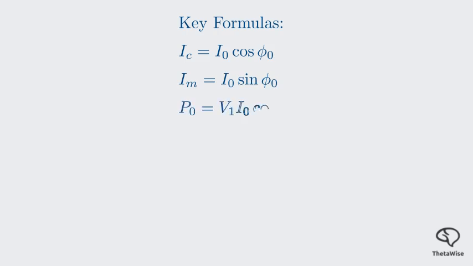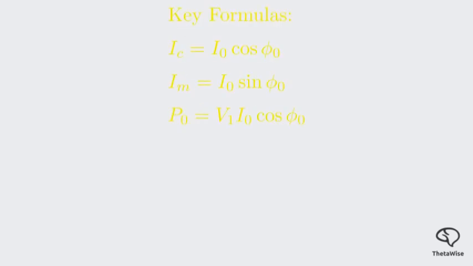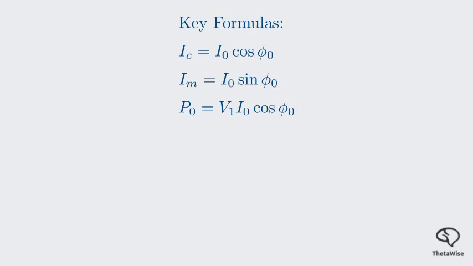Finally, we performed key calculations for these components and the no-load power using the essential formulas. I sub c equals I sub 0 cosine phi sub 0, I sub m equals I sub 0 sine phi sub 0, and the power formula P sub 0 equals V sub 1 I sub 0 cosine phi sub 0. Understanding the no-load condition is a fundamental step in analyzing any transformer. You can now describe this condition, read its diagrams, and perform the essential calculations.